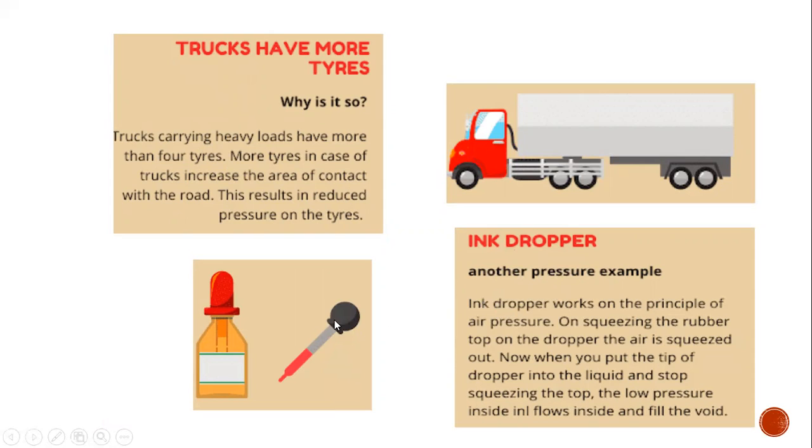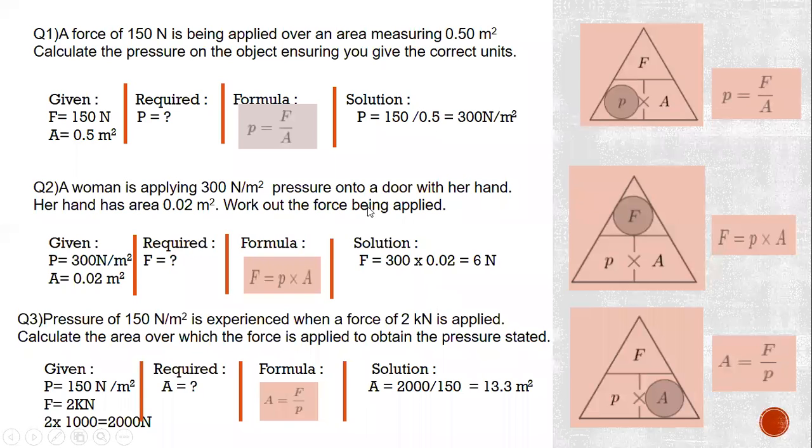Another pressure example is the ink dropper. The ink dropper works on the principle of air pressure. On squeezing the rubber top of the dropper, the air is squeezed out of it. Now when we put that dropper into the ink and stop squeezing the top, the low pressure inside makes the ink flow inside and fill the void. So these are a few daily life examples of pressure.